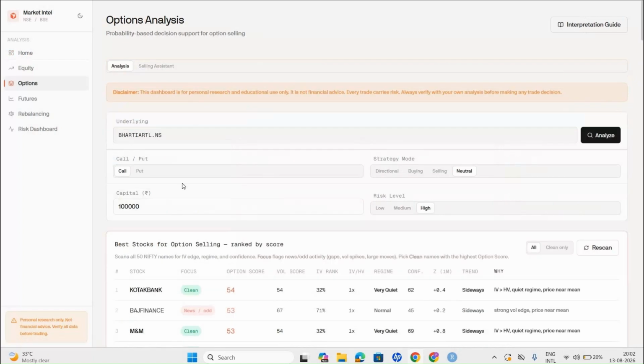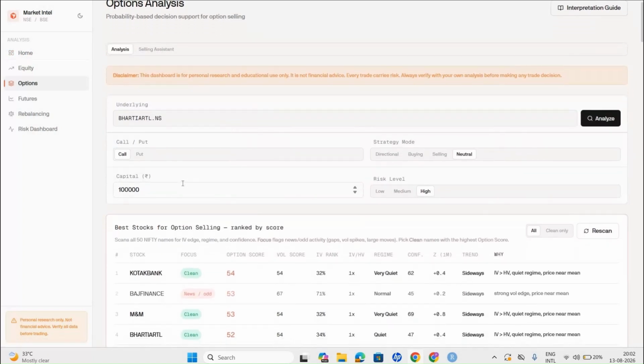So this is the option tab. Here you can see there are multiple signals. This is the underlying stock. If you want to analyze any stock, like Kotak Mahindra or Bharti Airtel, you can type it here and you will get the analysis of the stock at the bottom of this page. Here you can select if you want to buy a put or buy a call, or sell a put or call.